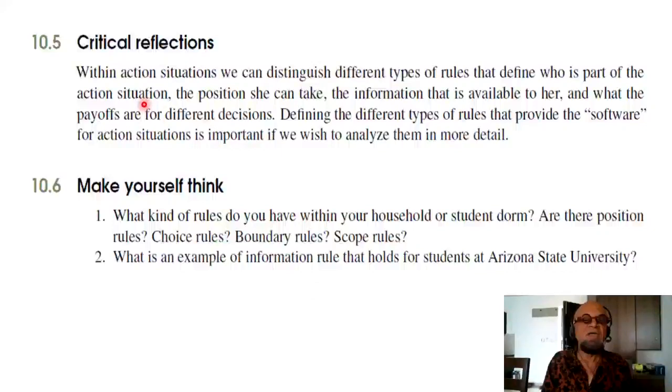So finally, to wrap up really this time, critical reflections. Within action situations, we can distinguish different types of rules that define who is part of the action situation, the position she can take, the information that is available to her, and what the payoffs are for different decisions. So each decision is going to have a payoff, and you are obviously playing towards that payoff within the rules that you have to follow for your position, with the information that comes with the position.